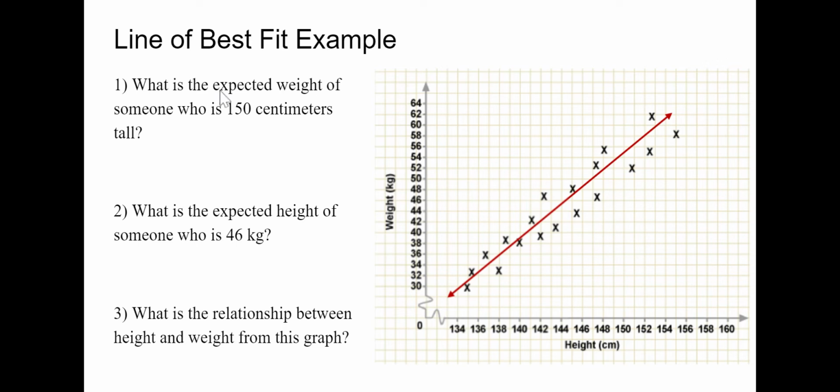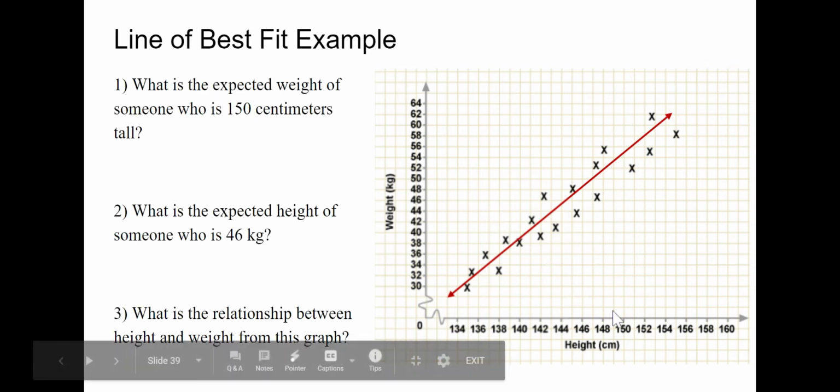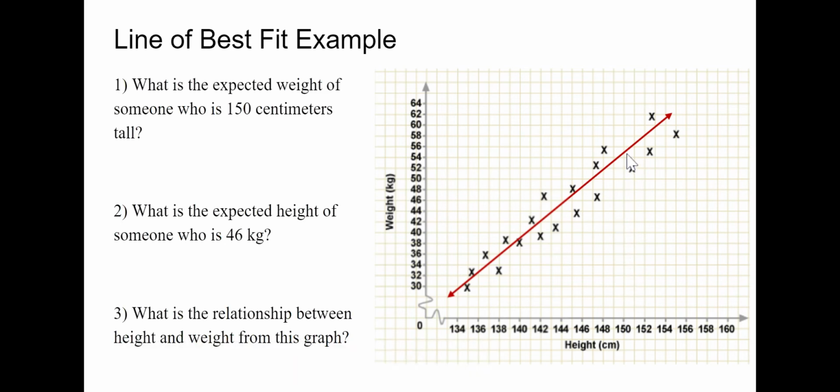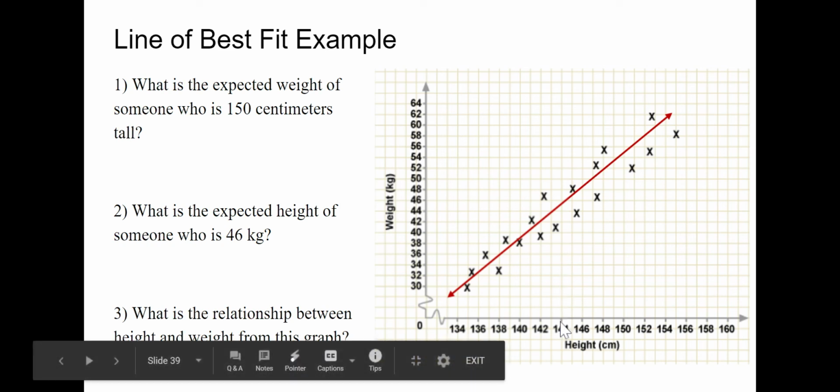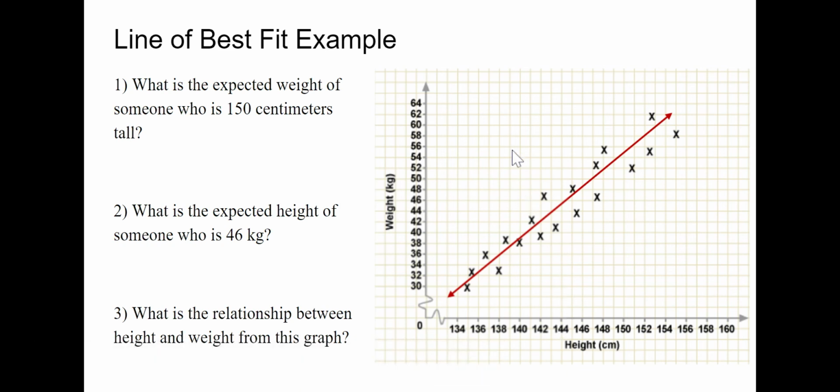In this case, what would be the expected weight of someone who's 150 centimeters tall? We'll find 150, take it up on the graph here, and it would intersect here. So somebody would be about 55 kilograms. On the flip side, expected height from somebody 46 kilograms? Well, again, general trend here would tell us that that person's going to be about 144 centimeters tall.